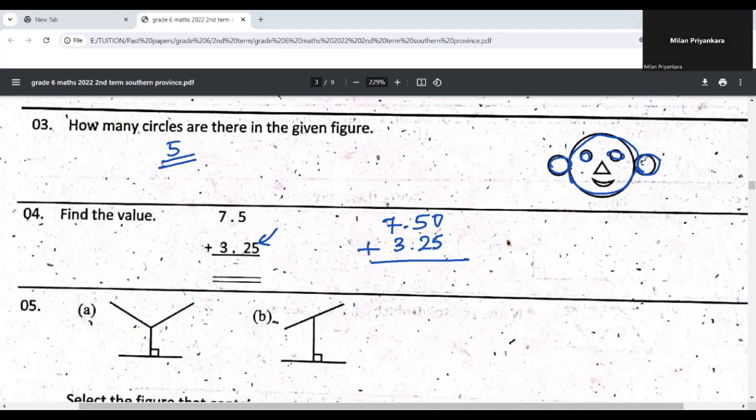So you need to add this: 0, 5; 0 plus 5 is 5, 5 plus 2 is 7, and 7 plus 3 is 10. So this is your answer, right? You can write 10.75, right? And let's go to the next part.